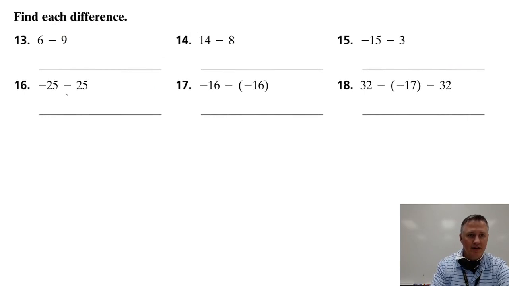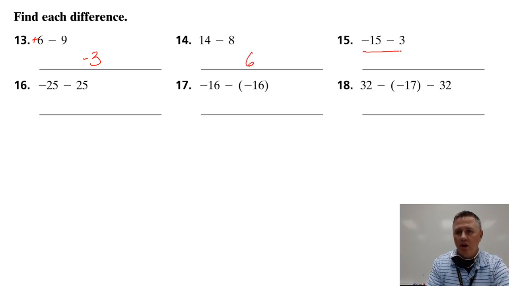All right, number 13, 6 minus 9. I've got positives, negatives. I get canceling going on, so you subtract, negative 3. 14 minus 8, I'm just going to count up from 8 to 14. 9, 10, 11, 12, 13, 14. That is 6. All negatives, what do you do? Add them, and you get negative 18. All negatives, what do you do? Add them, and you get negative 50.